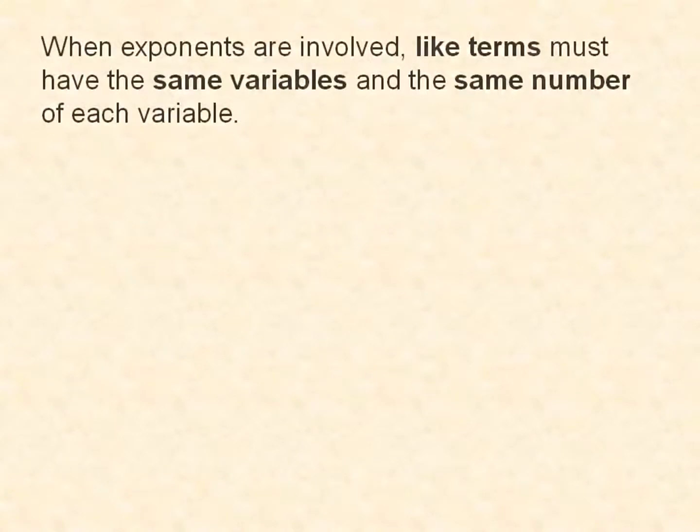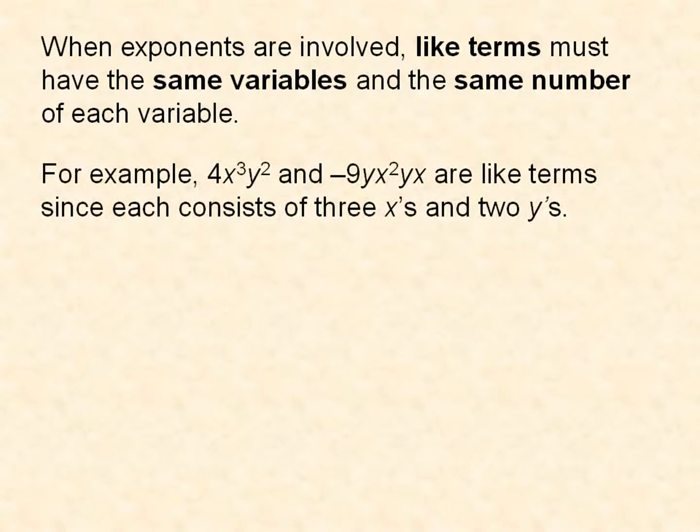When exponents are involved, like terms must have the same variables and the same number of each variable. For example, 4x^3y^2 and -9yx^2yx are like terms since each consists of 3 x's and 2 y's. The second term should be simplified.